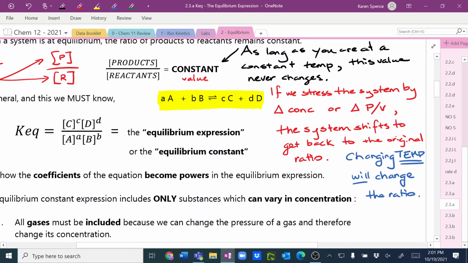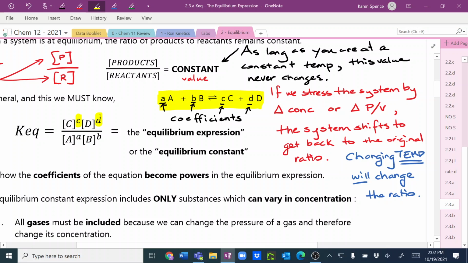If we have a reaction where substance A and substance B are our reactants, substance C and D are our products, and the little a, little b, little c, and little d, those are our coefficients. Then we can write a more specific value for this constant, this KEQ, where for our products, we take the concentration of product C, but we raise it to the power of its coefficient, little c. We take the concentration of product D and we raise it to the power of its coefficient, little d.